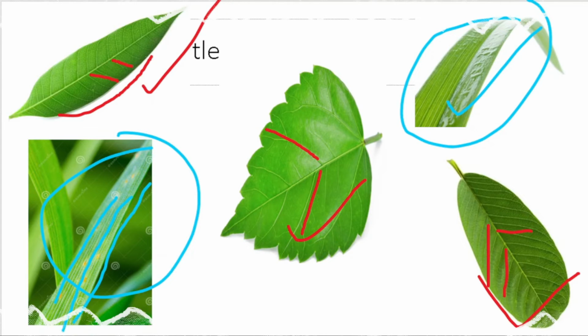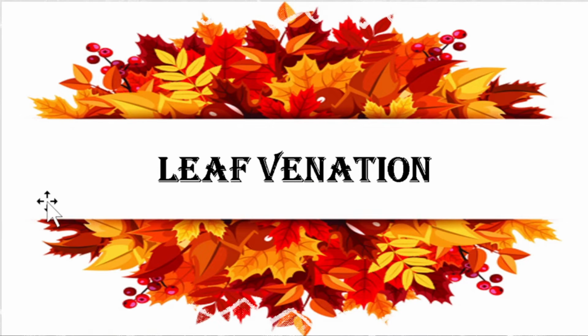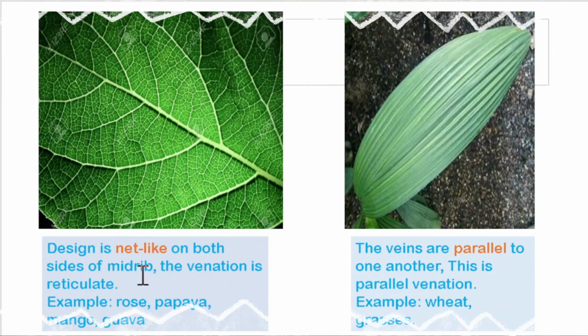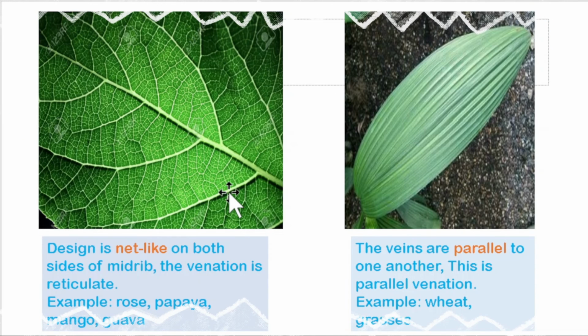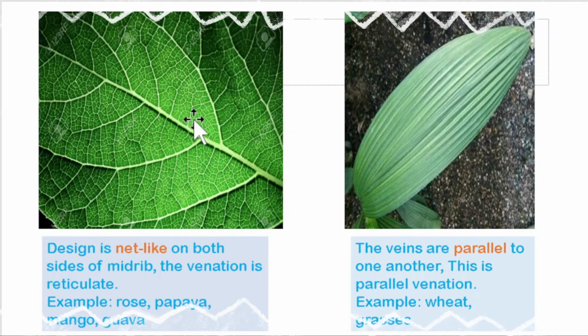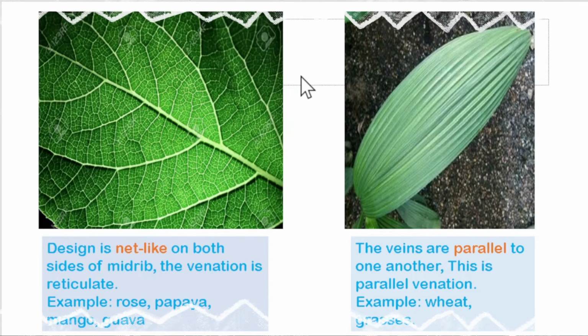Okay, so we are going to discuss leaf venation. As we can see, leaves have patterns on their lamina. Am I right? So we have 2 types of leaves. The first one is designed net-like on both sides, and the venation is reticulate. Examples we can see are rose, papaya, mango, guava, right? Yes.